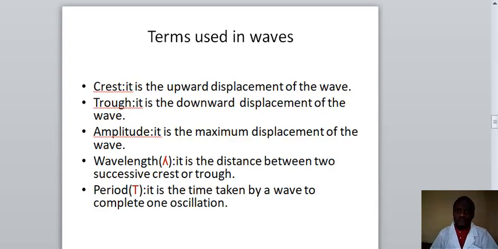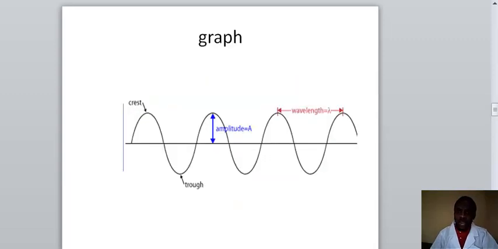And also we have the wavelength. It's represented with the sign lambda. It is the distance between two successive crests or troughs. So when you look at this diagram, you can see where the wavelength is. You look at it, from this point to this point, or you can say the two successive troughs or two successive crests. That is what we refer to as one single wavelength.